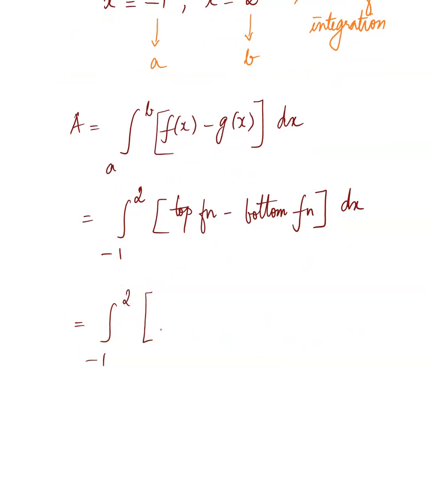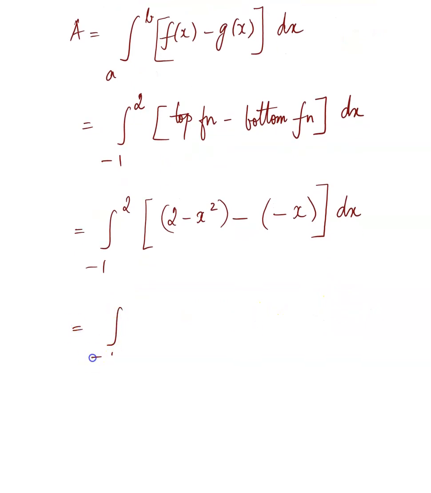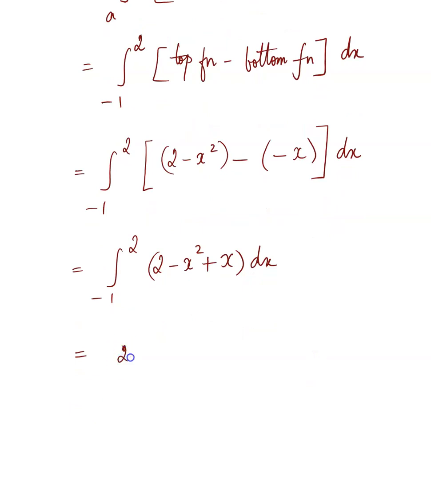And the top function is your parabola. So write the parabola, 2 minus x squared, minus the bottom function, which is y equals negative x. Notice that there is a double negative there. That's going to be 2x minus x cubed over 3 plus x squared over 2, and apply the limits here.